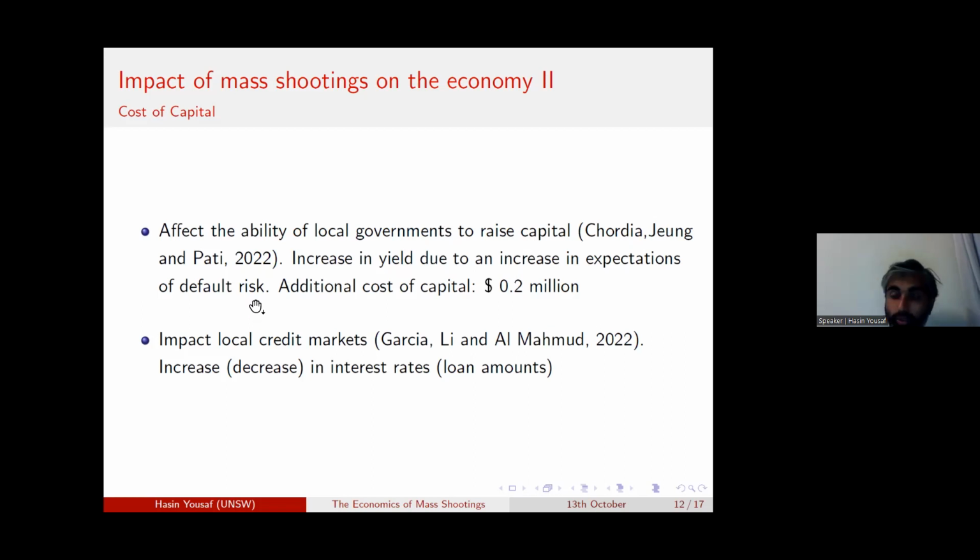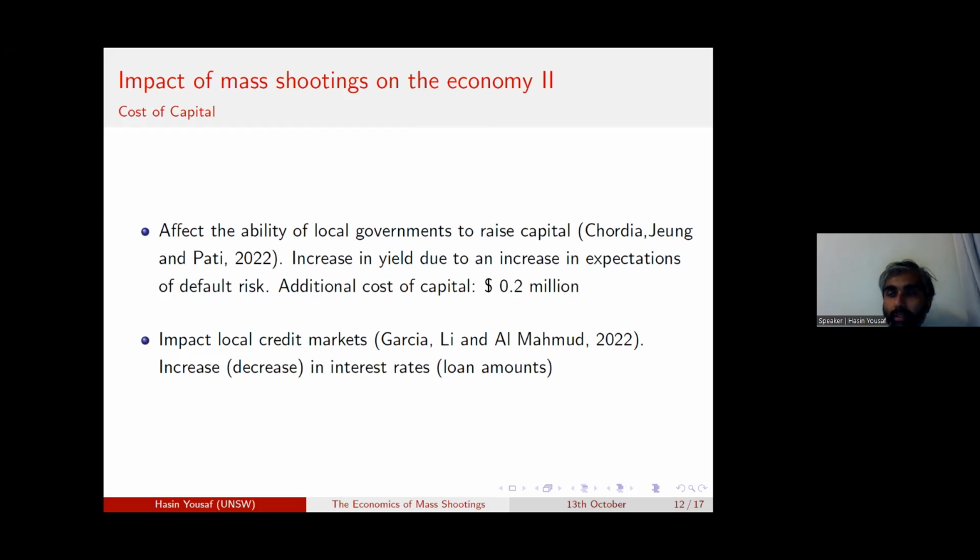These counties don't actually default. When they look at the default, these counties don't have a higher realized probability of defaulting. However, market participants who are buying these bonds think that these counties are more risky, hence they demand more risk premia by asking for an increase in yield. The authors estimate that this leads to an additional cost of capital on the magnitude of $0.2 million per year. Similarly, Garcia, Lee, and Al-Mahmoud in 2022 studied the impact on local credit markets, on borrowing and lending locally.